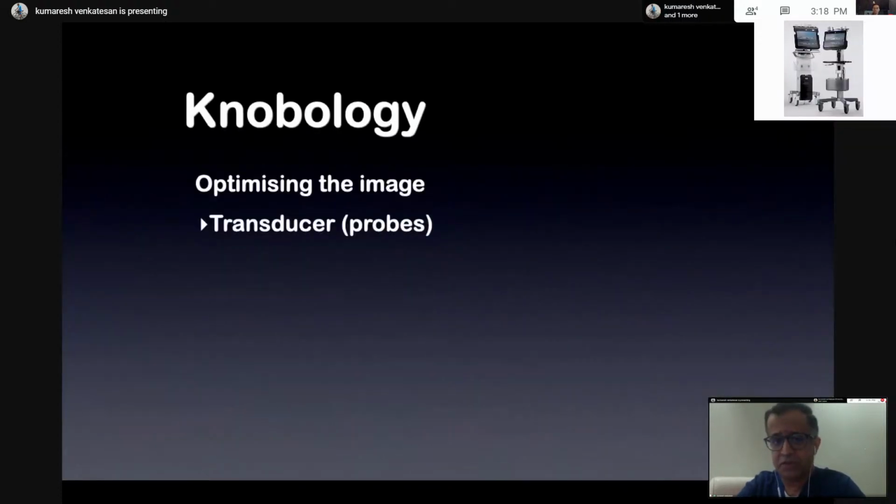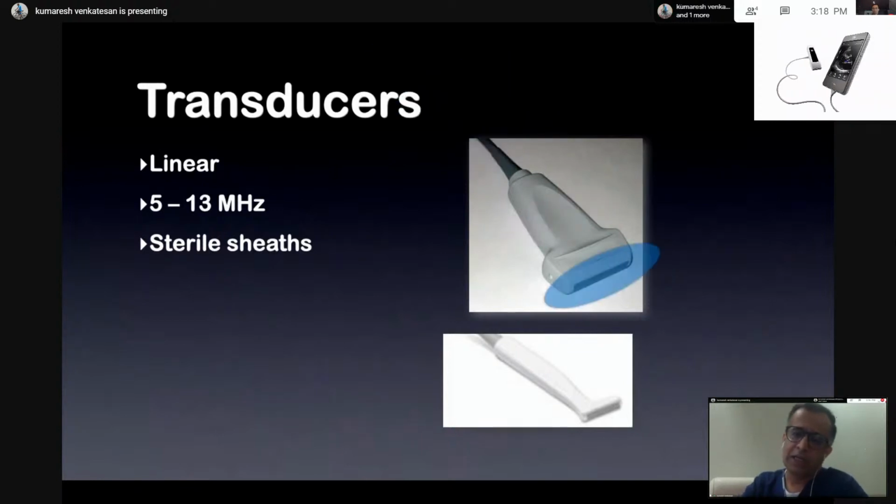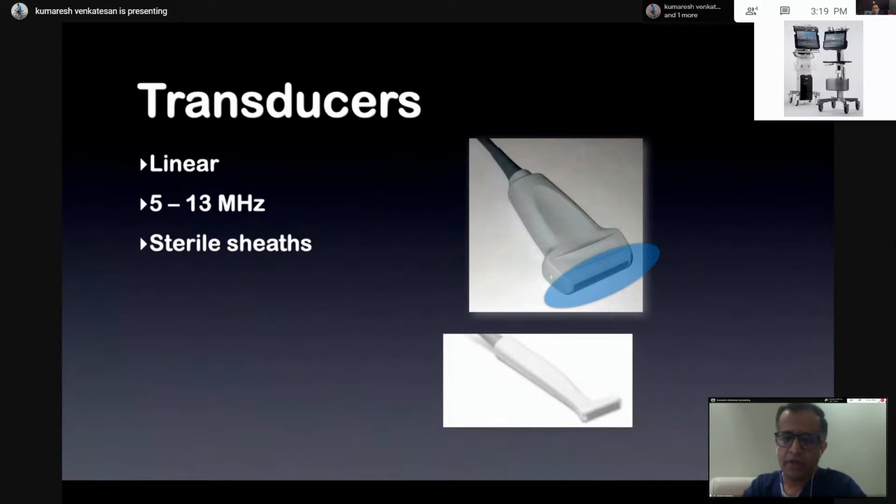First is the transducer. For vascular ultrasound, we use the linear probe, high frequency probes. The problem with the linear probes is, depending on which probe you use, they can have a long footprint or a large footprint, and sometimes that can cause a problem, especially if you're performing a long axis view. Some of the equipment comes with shorter footprint transducers.